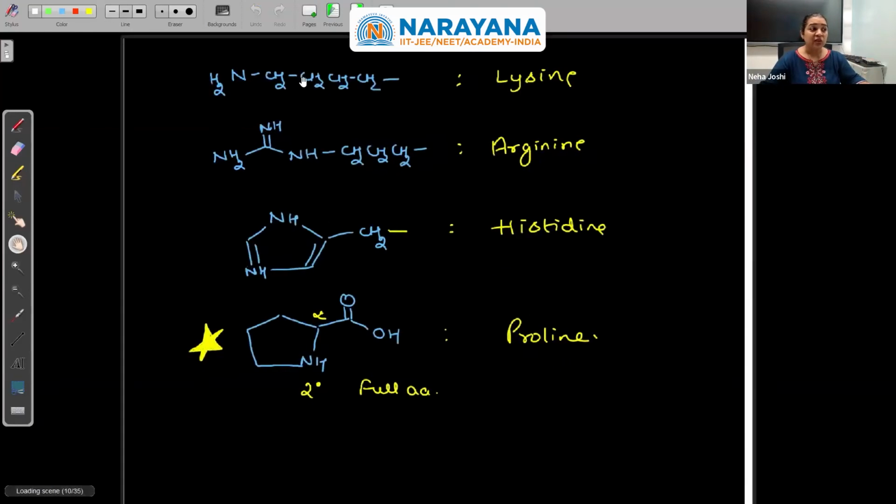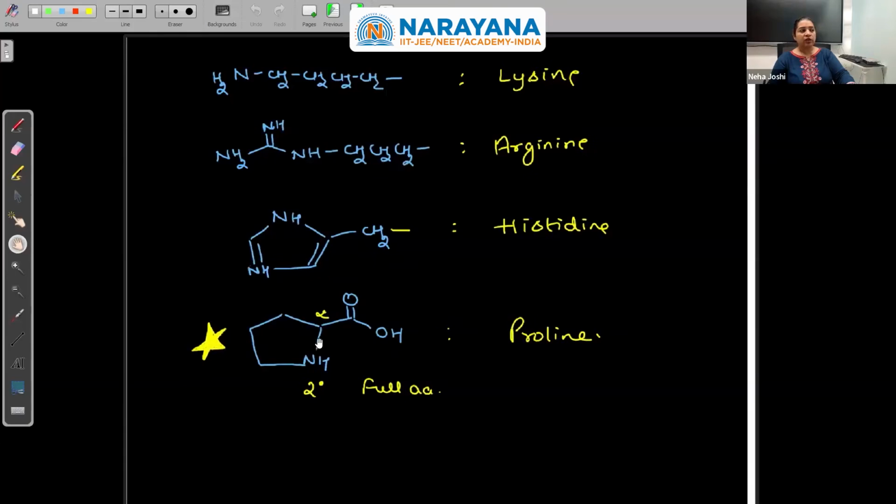Okay. Basic amino acids. We have three basic amino acids. Lysine, which is 4 times CH2, then NH2. Arginine, 3 times CH2 and guanidine. Histidine is CH2 and this structure, right? From the point of attachment, you have a nitrogen and then again a nitrogen at the alternate position. And this is a full amino acid. It is not the R we are writing here, with a secondary NH group.